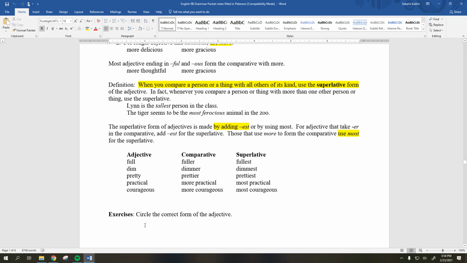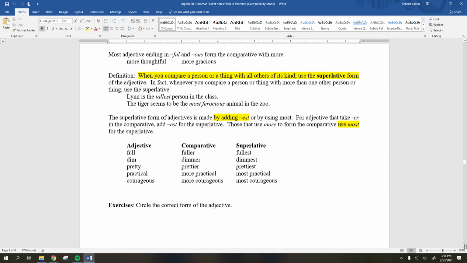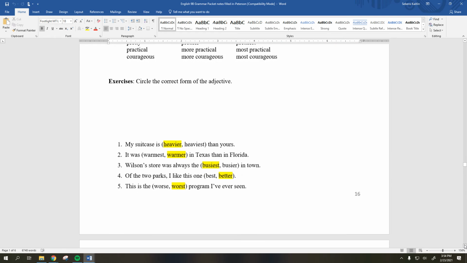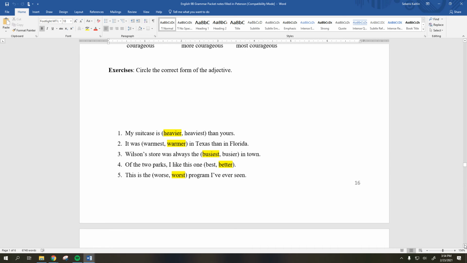Let's go ahead and pause here. You're going to do the next exercise where you circle the correct form of the adjective. Go ahead and play again when you're ready to look at the key. Great, let's take a look.